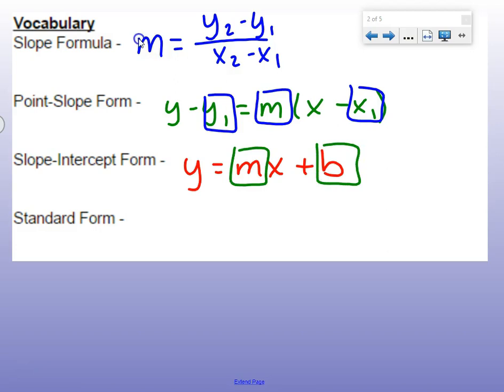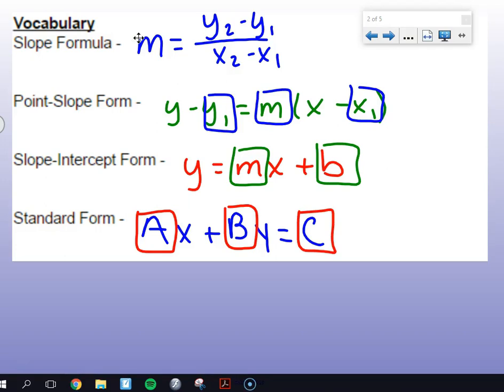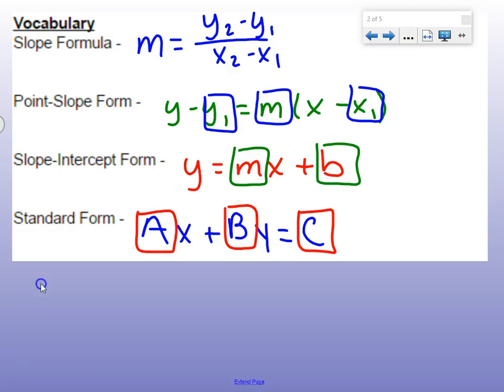And last one, standard form. This one is not used as often, but it is ax plus by equals c. And we need to replace a, b, and c with numbers. For your MCAs, you will receive a formula sheet that has all four of these located on it. But these are good to refresh our memory and make sure we know how to work with each of them.